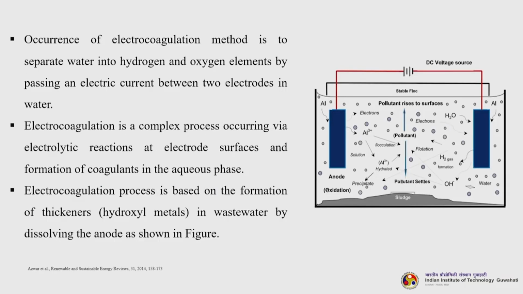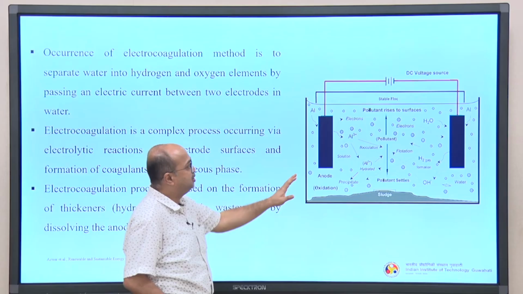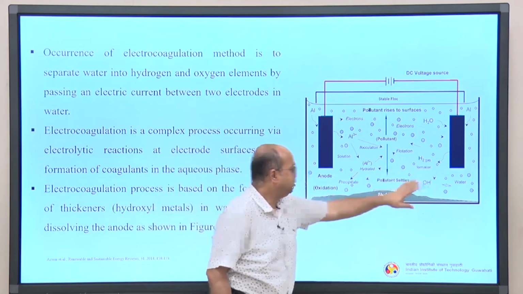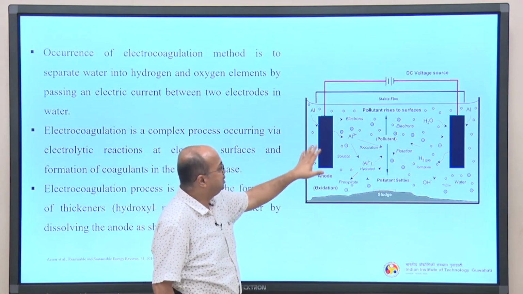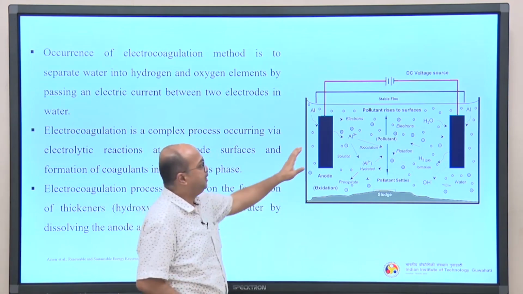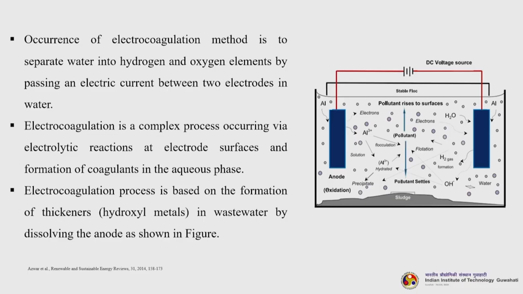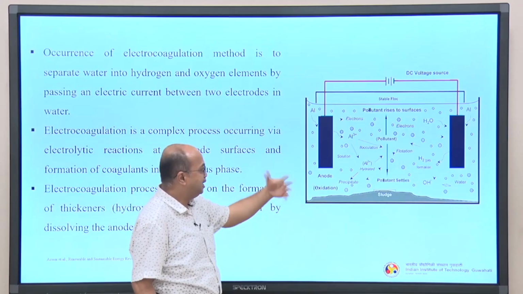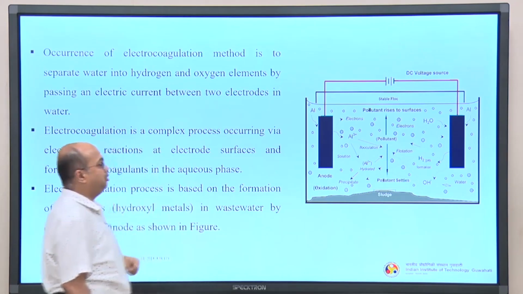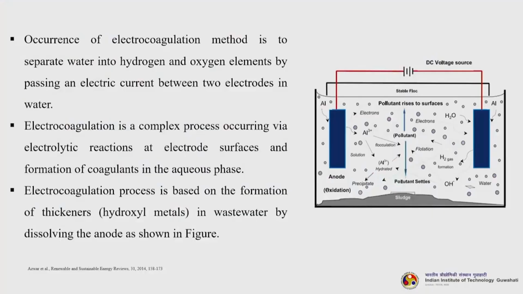So, this is the representation of how it actually happens, right. This is the anode where oxidation is happening, and this is the cathode. You can see that an electric current is applied to both the anode and cathode. The current flows through the pollutants, which rise to the surface and are slowly converted by the available microorganisms to various products and byproducts. Now, the electrocoagulation method separates water into hydrogen and oxygen by passing an electric current between the two electrodes in the water.